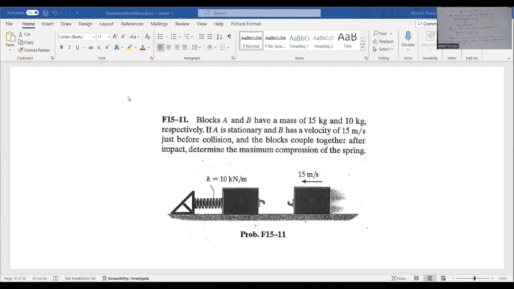Next, we're going to look at this problem, F15-11. Blocks A and B have a mass of 15 kilograms and 10 kilograms respectively. If A is stationary and B has a velocity of 15 meters per second just before collision, and the blocks couple together after impact, determine the maximum compression of the spring.